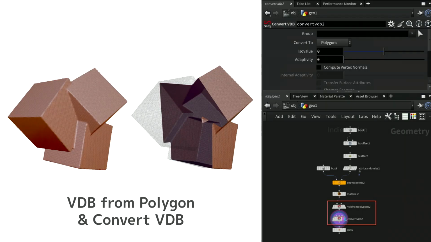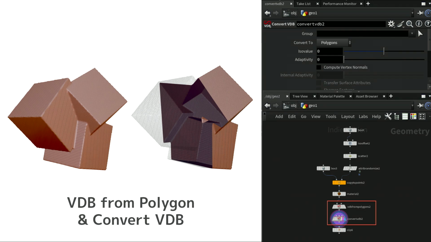Another way to solve this issue is using VDB operations, an alternative and often more reliable approach. In Houdini, VDB represents objects as voxel-based volumes rather than polygons, allowing for robust operations like merging and union.